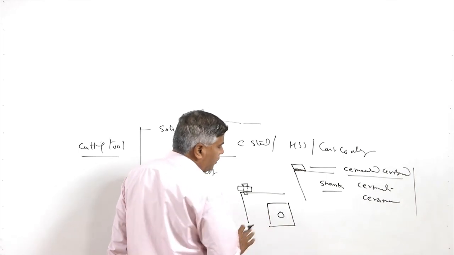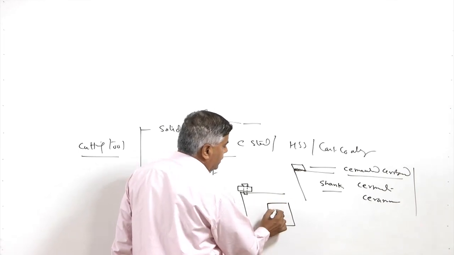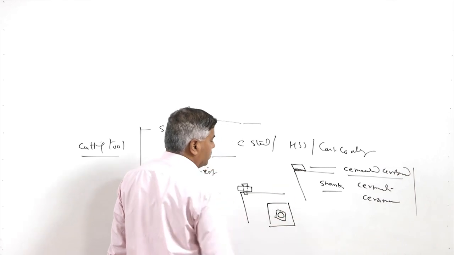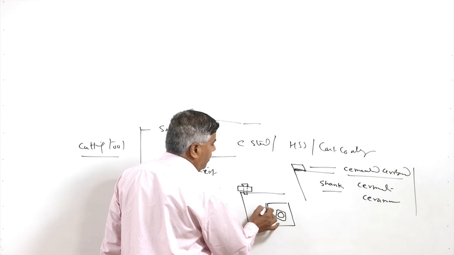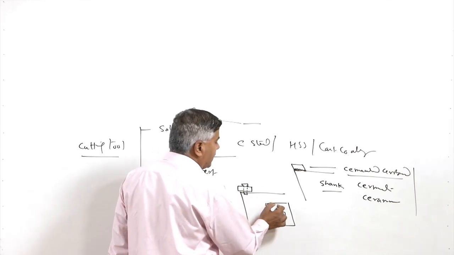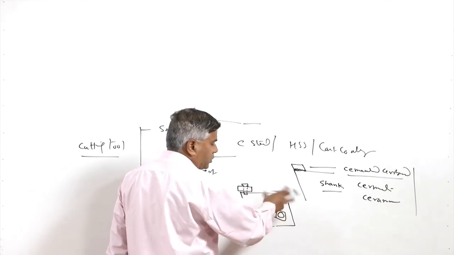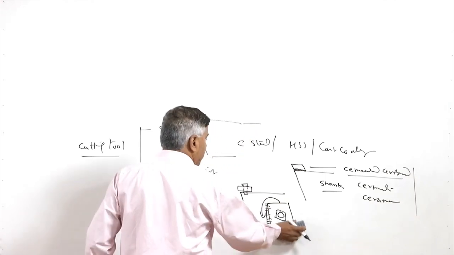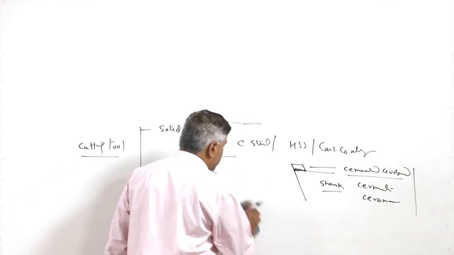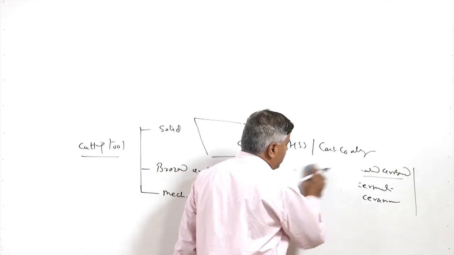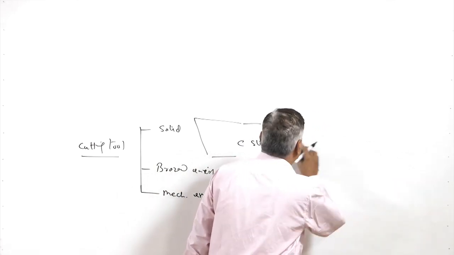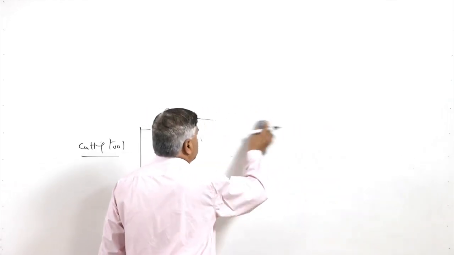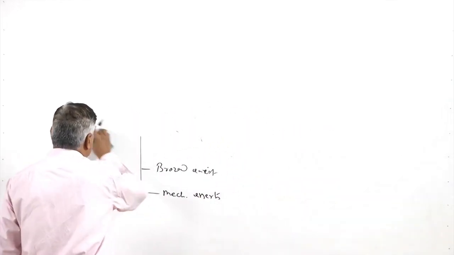Say this is the top view of one insert, and this hole is used for holding the insert onto the shank. Once this edge is working and it goes out of order, then another edge can be brought into action. So, this kind of indexing is possible without changing the setup; the insert is simply indexed so that it can be brought into the cutting action. So, these are the three different forms of the tool.